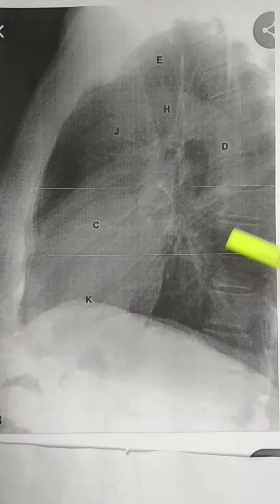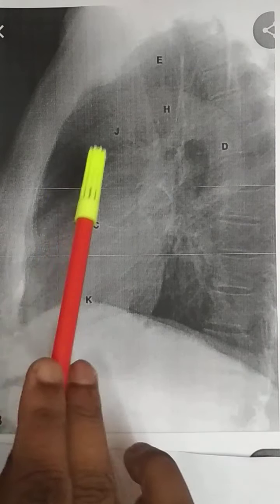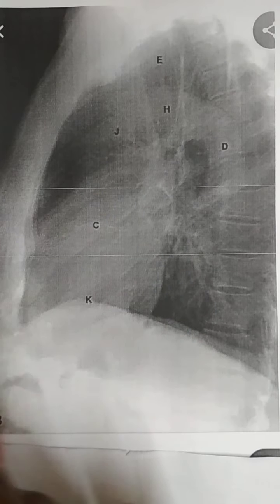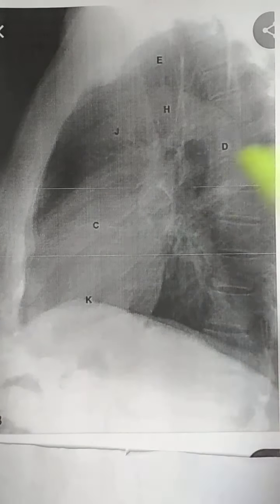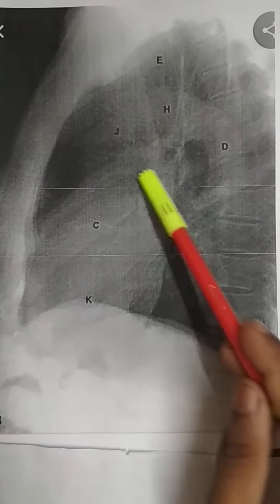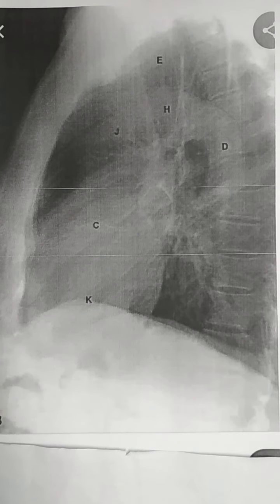Now coming on to the lateral chest X-ray, how to approach a lateral chest X-ray. There are many methods. Some prefer the mediastinal method, in which each mediastinum is studied sequentially: first the anterior, then the middle, posterior, then the upper mediastinum. Some prefer to first study the heart shadow followed by the lung shadow. There are different methods, but we will use a very simple method, the very same method that we used in the chest X-ray PA view, that is the ABCDEF method.